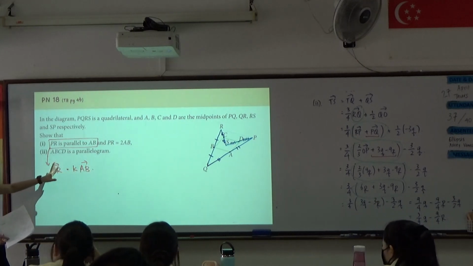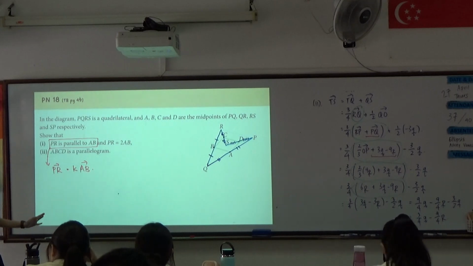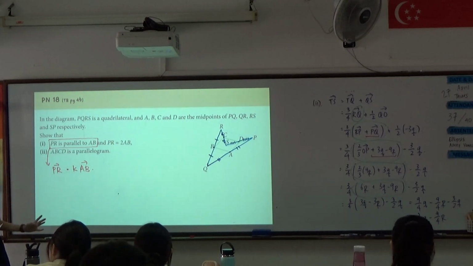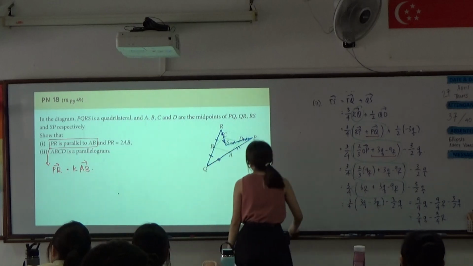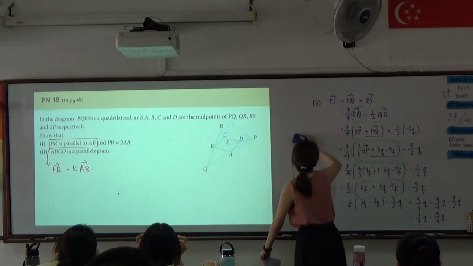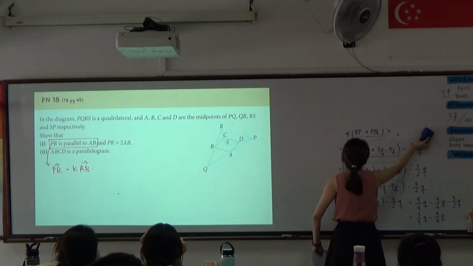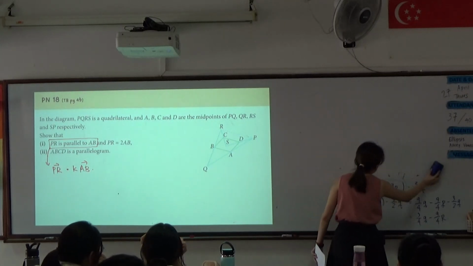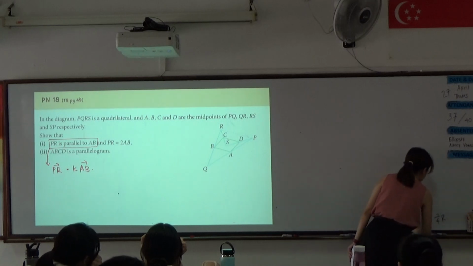But the problem is that we are given no vectors at all. So how are we supposed to even introduce vectors into this question? Maybe let me declutter this. Have a clean diagram. So we need to define certain things and introduce them into this question.